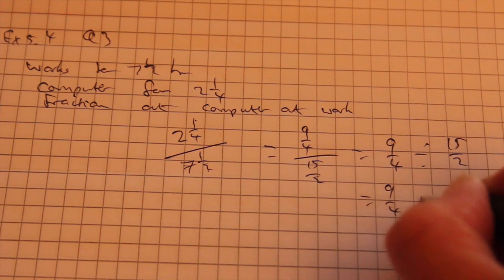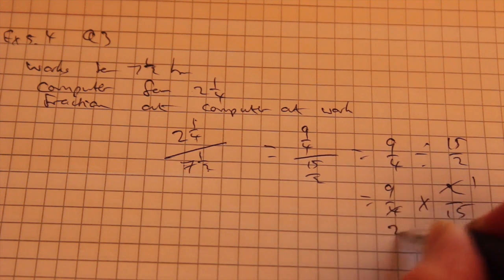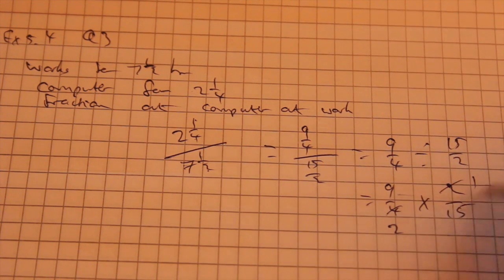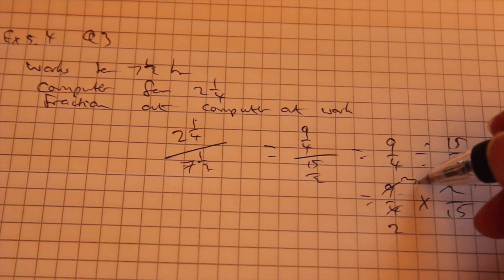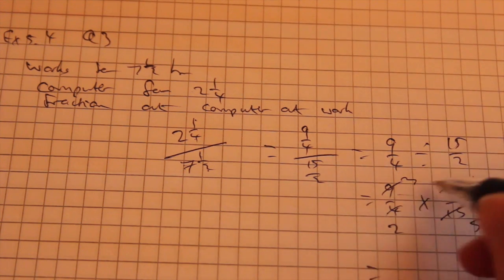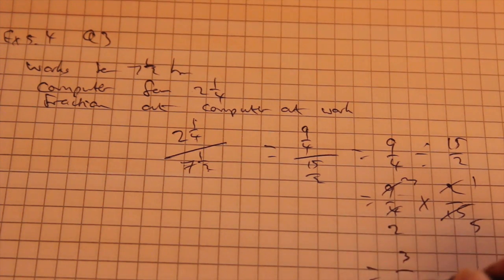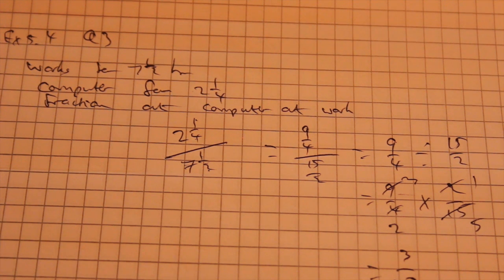To divide by a fraction, you turn it upside down and multiply. Cancel. 2 goes into 2 once and 2 goes into 4 twice. And then cancel 9 and 15 by 3. 3 into 9 goes 3 times. 3 into 15 goes 5 times. Multiply the two tops. Multiply the two bottoms. And that's that one there. The wordy questions on fractions can be quite difficult in trying to work out exactly what they're looking for.